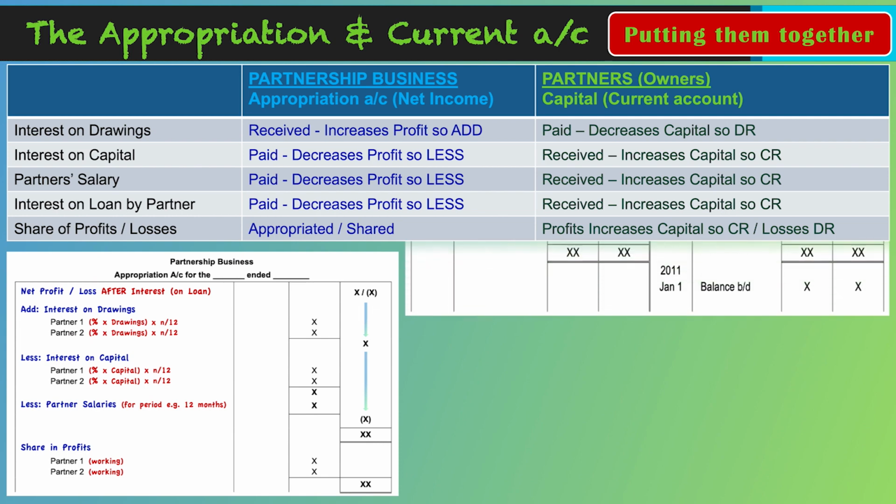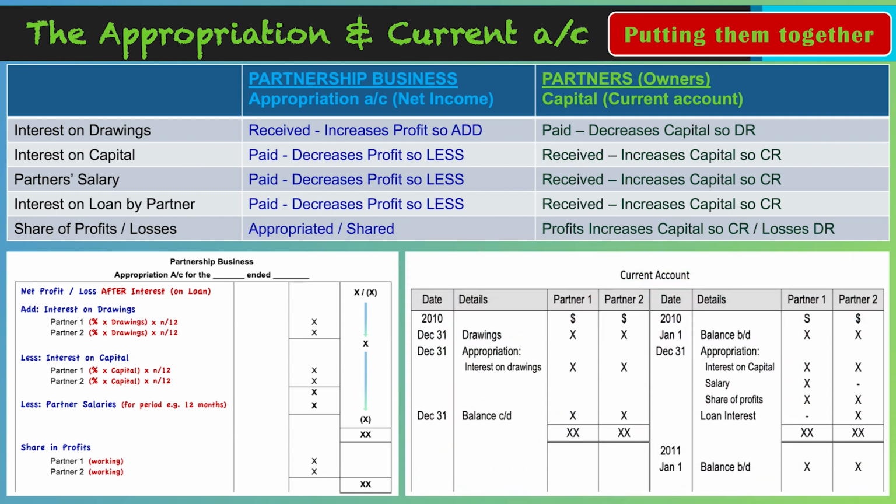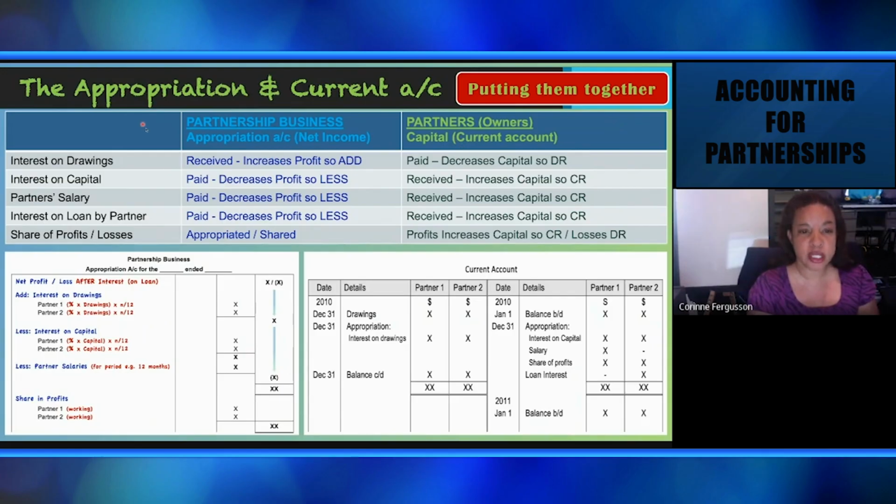From the partner's point of view, which would be the current account, which represents their capital that is changing, what was received by the business from the partners that was added, which was the interest on drawings, you would see in the current account, it is minus, right? So it is taken away. How do you take it away in an account? For a capital account, you put it on the debit side. So that is why you would have interest on drawings on the debit side.